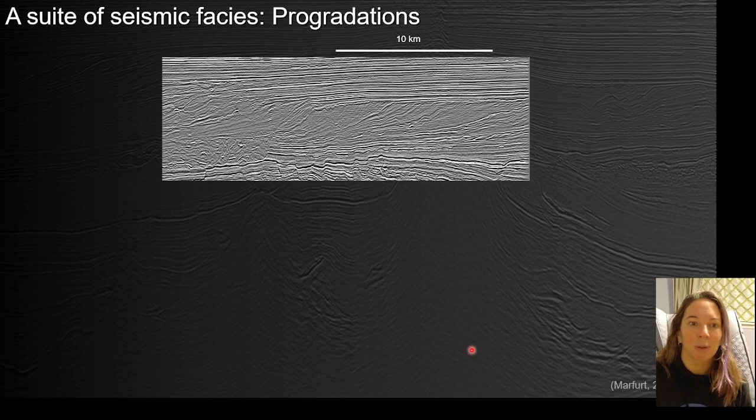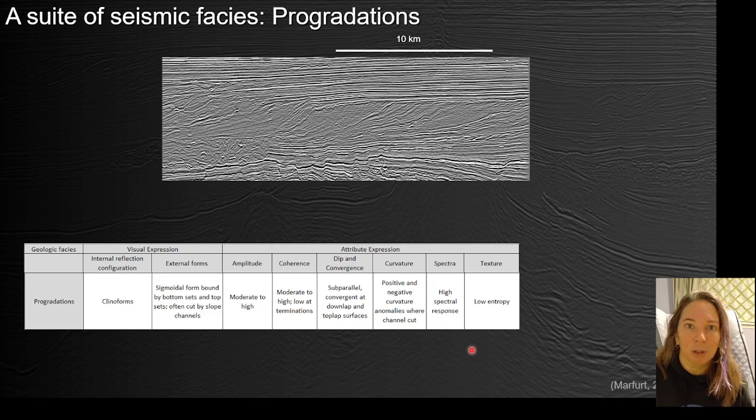Here's another case where we've got some progradations. We can look at them in terms of their seismic amplitude and then think about what they would give us in terms of the seismic attribute response. So these, we would have clinoforms. They often have that sigmoidal shape, so that would be their external form, and we would see the sigmoids bound with the top and bottom sets. Amplitudes are often moderate to high. Coherence can often be moderate to high also, and then low at kind of the terminations.